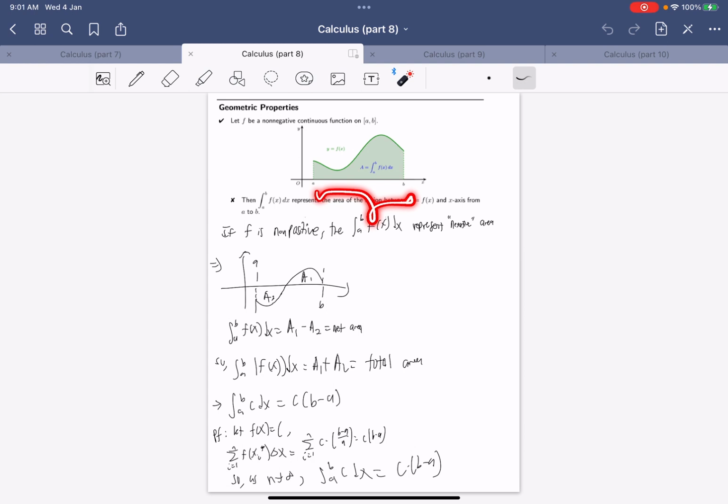then it represents the negative area, because when you use the rectangles, each of these f values is negative, and so when you sum them all up, it is still negative, so it represents negative area. So when you integrate a graph that cuts the x-axis at a certain point, the area under this part will be positive and this part will be negative, so it's like A1 minus A2 and gives you the net area. So if you want to find the total area, you just take the modulus.